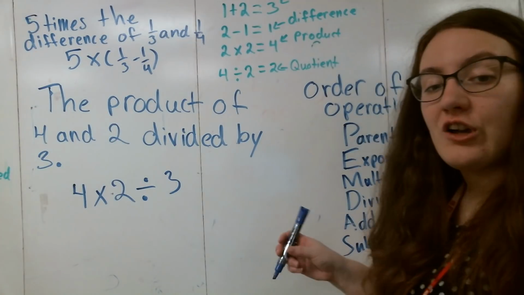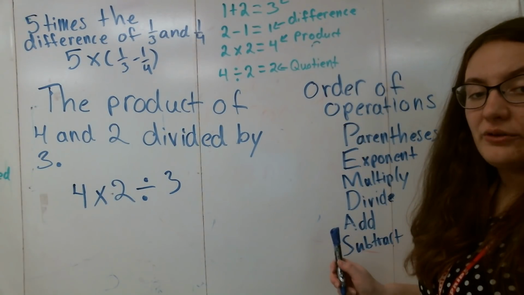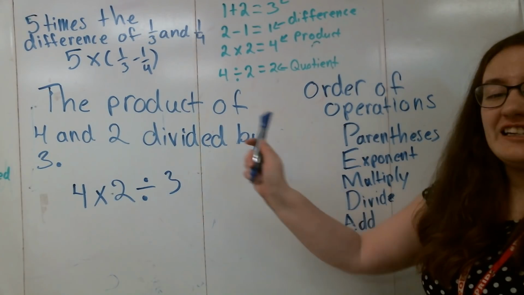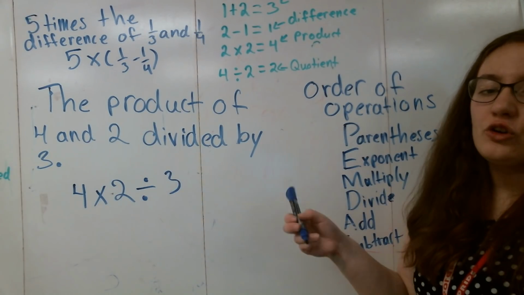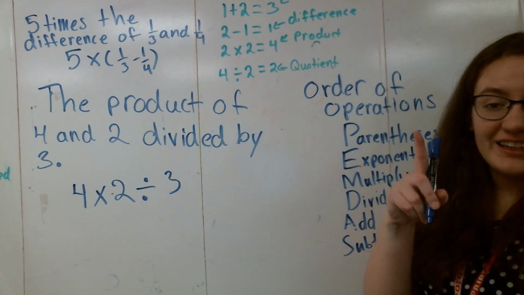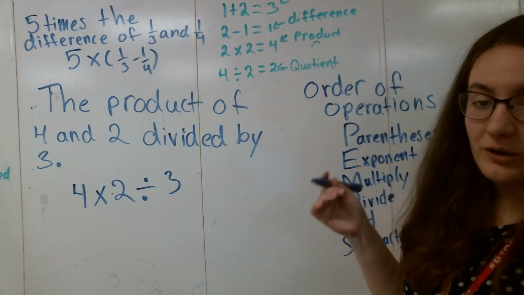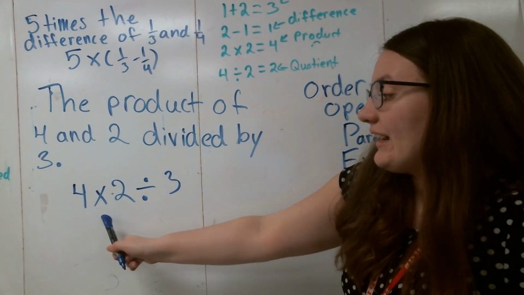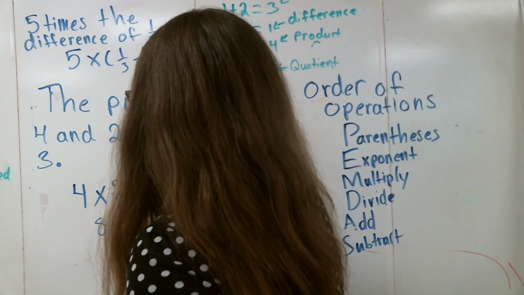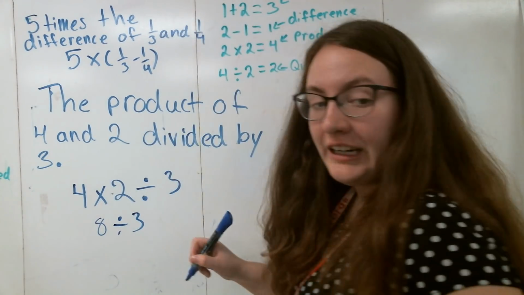So now to solve this, I'm going to follow my order of operations. So I'm going to think, do I have any parentheses? No, and I didn't put parentheses because nothing was really grouped together from the start. Exponents, no. Multiplication, yes, I do need to multiply. What do I need to multiply? 4 and 2, which will give me 8. And then I have 8 divided by 3 left.